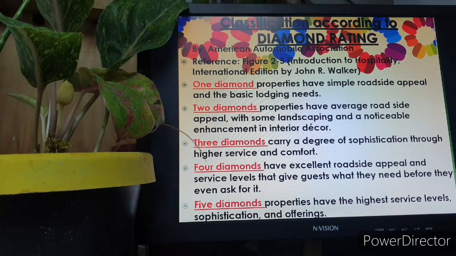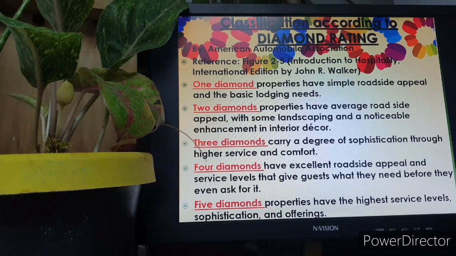Next in line, 2 diamonds. Properties have average roadside appeal with some landscaping and a noticeable enhancement in interior decoration. Therefore, these properties also appeal to the traveler seeking more than basic accommodation. Usually, they provide some enhancement to the overall physical attributes. They have design elements and amenities, at a moderate price.